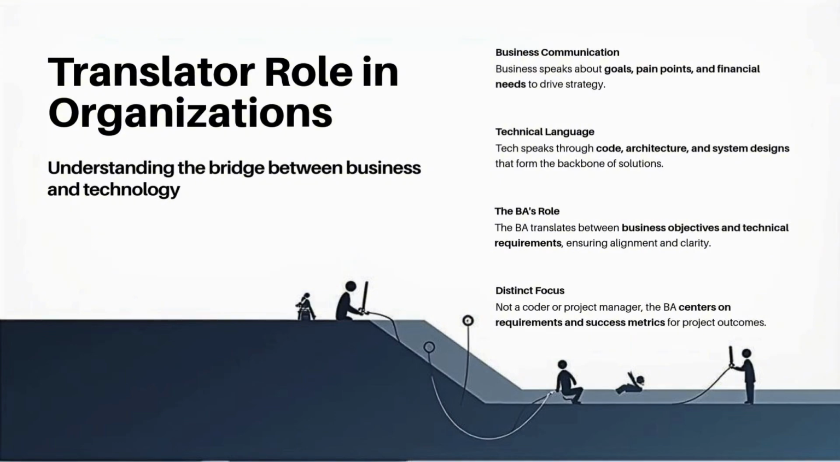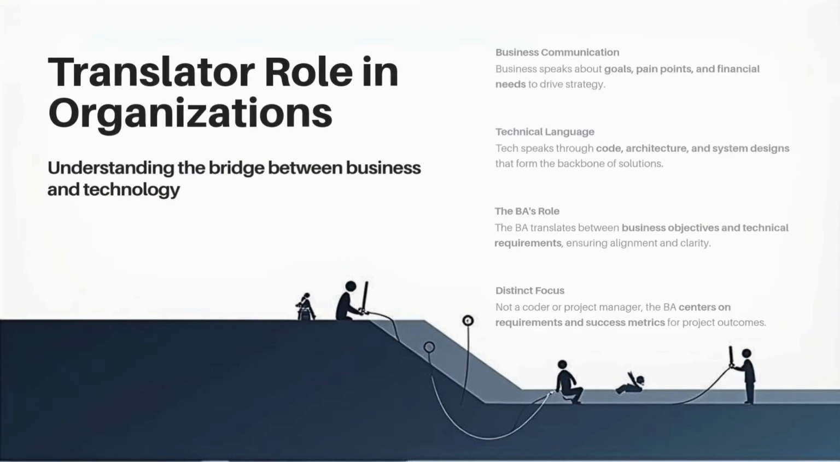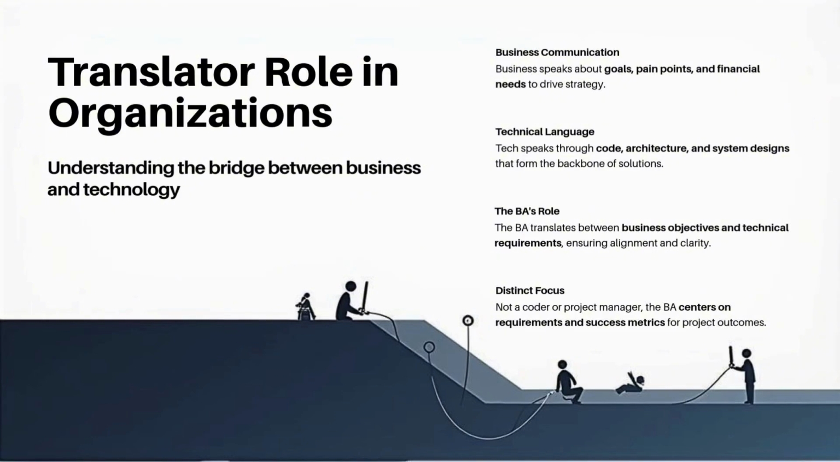Unlike developers, BAs usually don't code. Unlike project managers, they're not primarily focused on budgets and schedules. Their focus is requirements: what should be built, why it should be built, and how success will be measured. And because businesses evolve constantly, the BA's role is never static. They analyze processes, identify inefficiencies, and recommend changes that align with strategic goals.